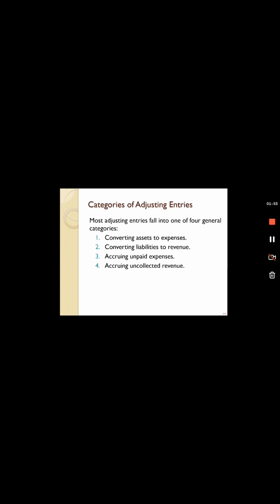Categories of adjusting entries. Most adjusting entries fall into one of 4 general categories: converting assets to expenses, converting liabilities to revenue, accruing unpaid expenses and accruing uncollected revenue.